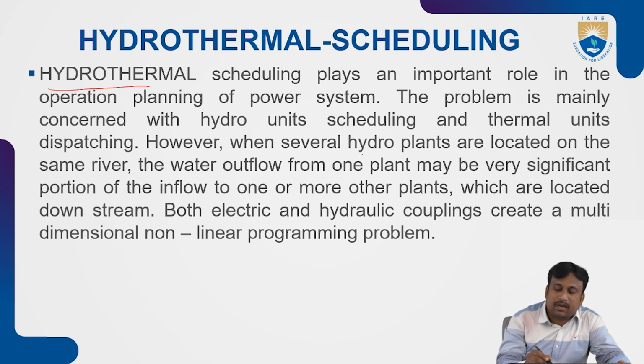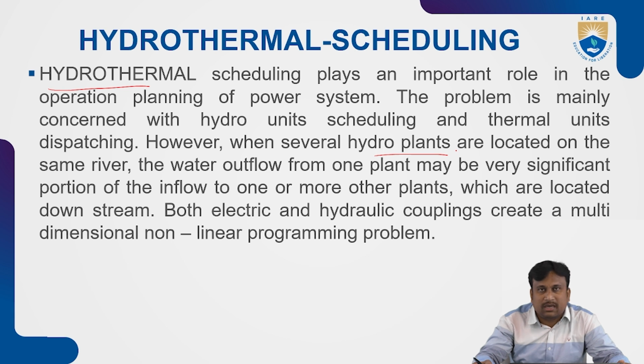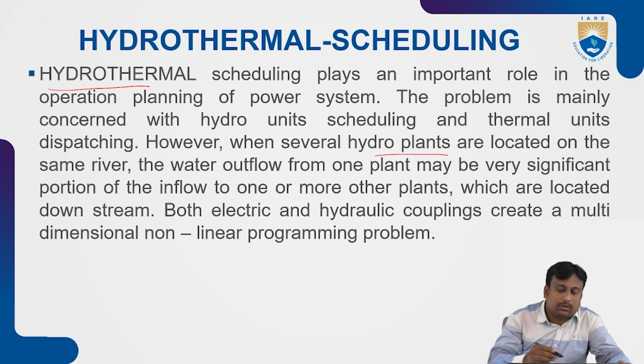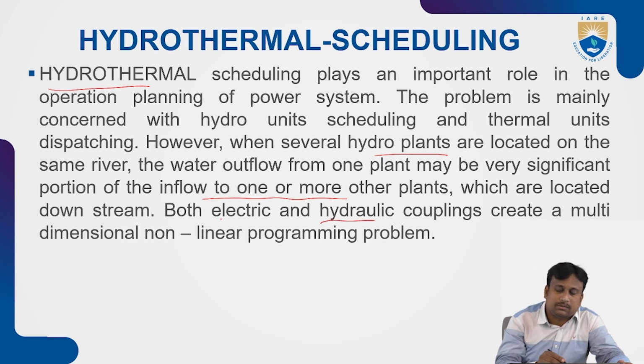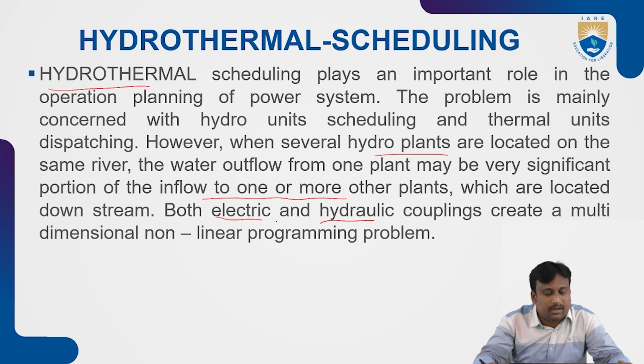When several hydro plants are located on the same river, the water outflow from one plant may be a very significant portion of the inflow to one or more other plants located downstream. So both electric and hydraulic couplings create multi-dimensional non-linear programming problems.